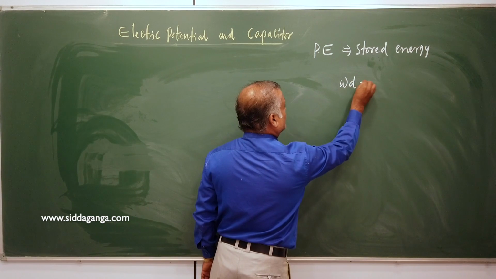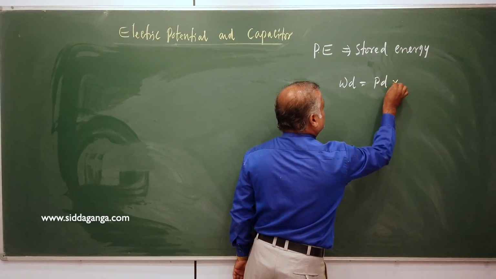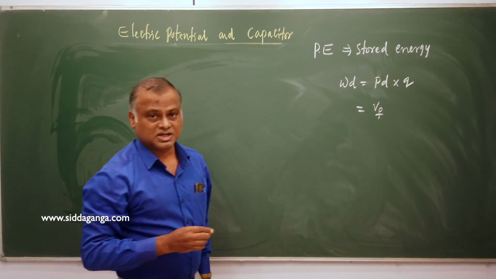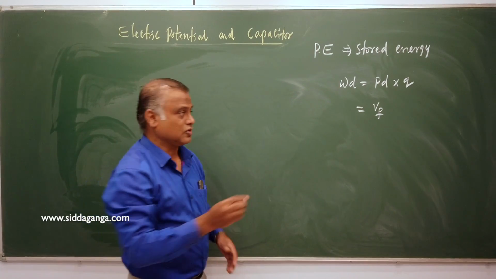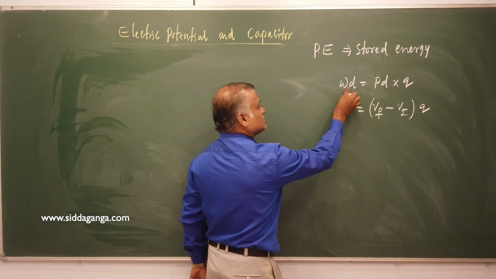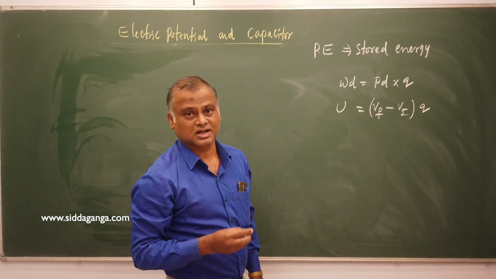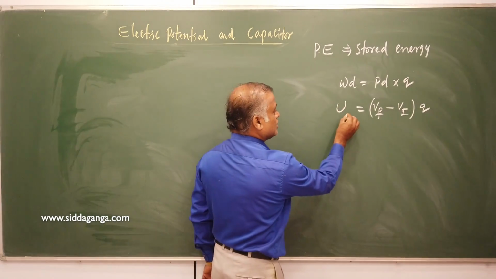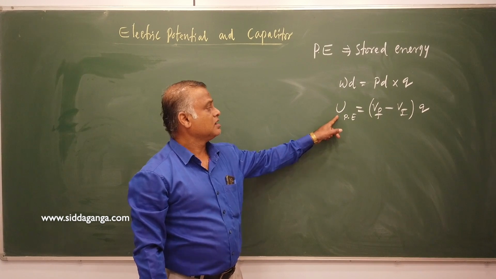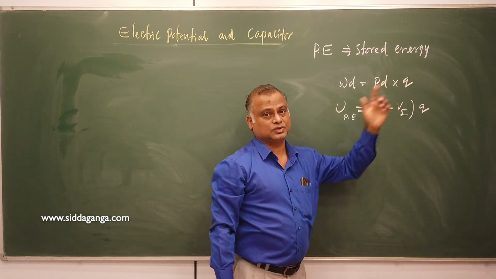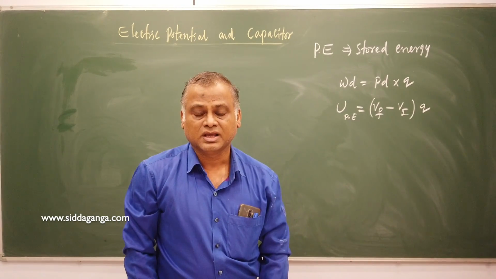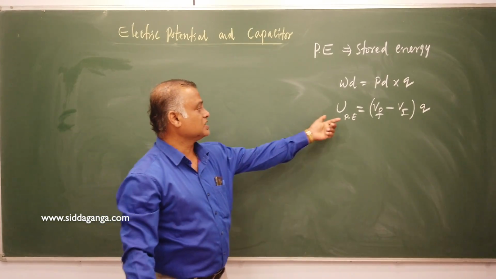And that work done is always potential difference into charge. In this, the difference in potential, final point and initial point, is V final minus V initial, into charge. And this work done is always stored as potential energy. It is denoted by letter U. You can write PE. Stored potential energy is potential difference into charge. Work done in transferring a charge from one point to another point is stored as potential energy.